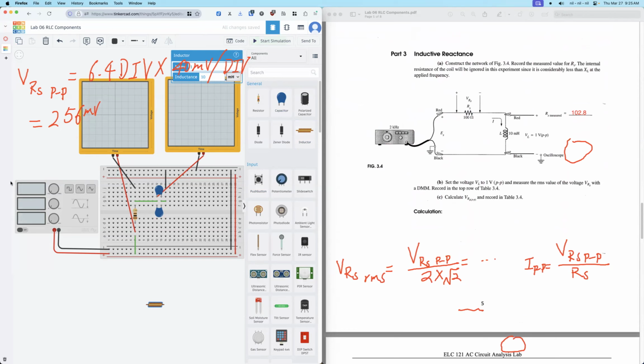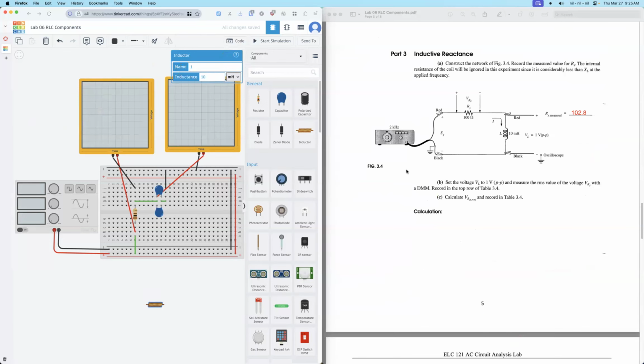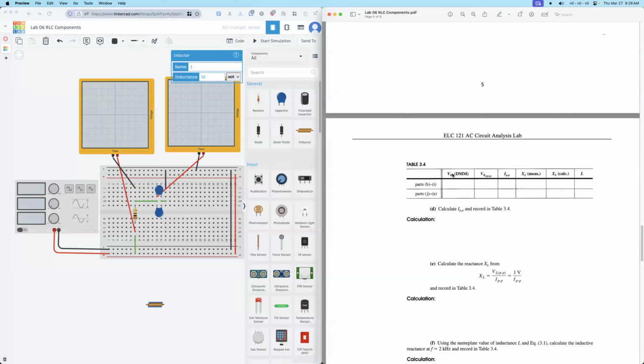Okay, let me erase this first. The same process, the frequency now is 2 kilohertz. Don't forget this one, 2 kilohertz. Adjust the source voltage until the VL is 1 volt peak to peak value. Then measure VRS. In Thinkercad again, we can get this directly from the oscilloscope. Then from the calculation, we can get VRS.